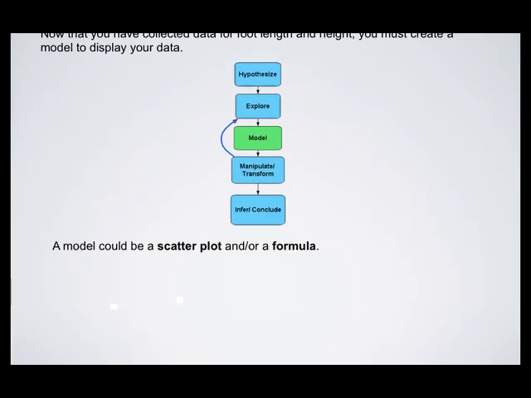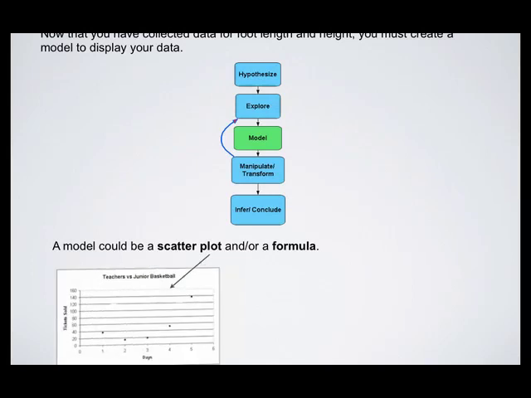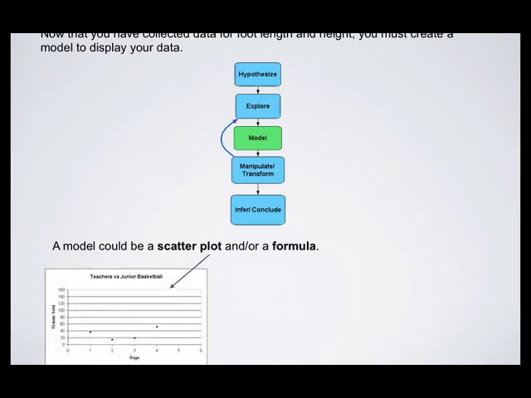A model could be a scatter plot and/or a formula. We're going to have a look at a scatter plot. That'll look something like this. Of course, we could also use a formula, which would be some way of relating the two variables.